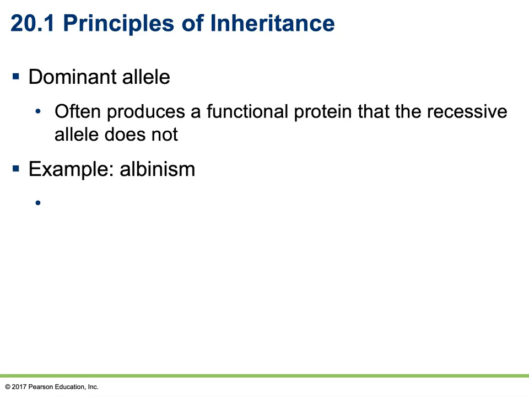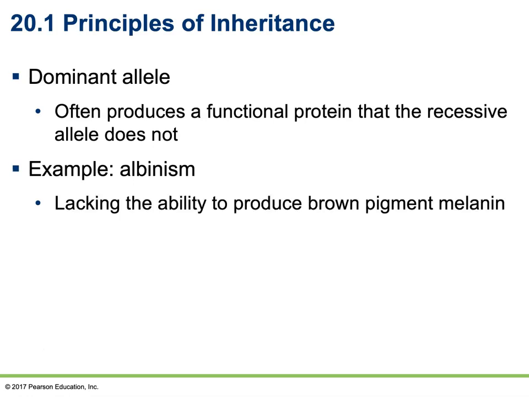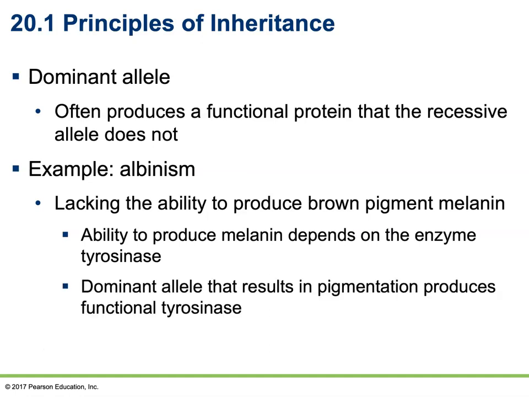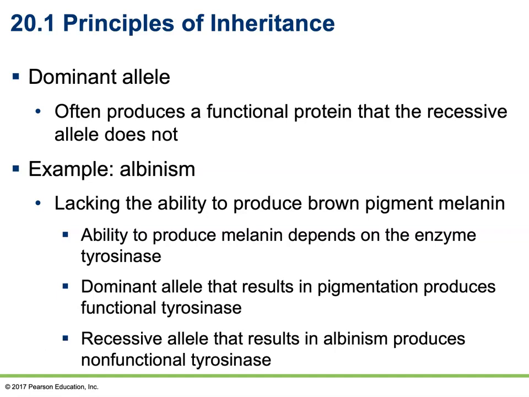Another example of this would be albinism. Albinism is lacking the ability to produce the brown pigment melanin. The ability to produce melanin depends on the enzyme tyrosinase. Tyrosinase is formed by a dominant allele that results in pigmentation, producing functional tyrosinase. The recessive allele results in albinism, producing non-functional tyrosinase. So without that correctly formed enzyme, we cannot produce the melanin necessary.